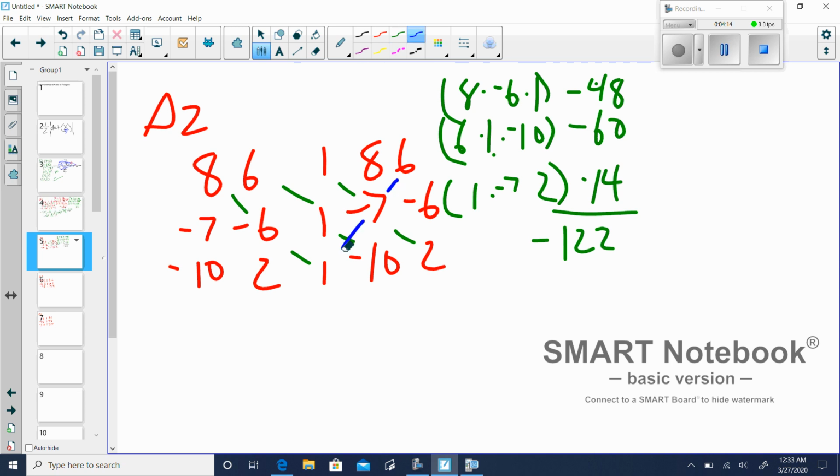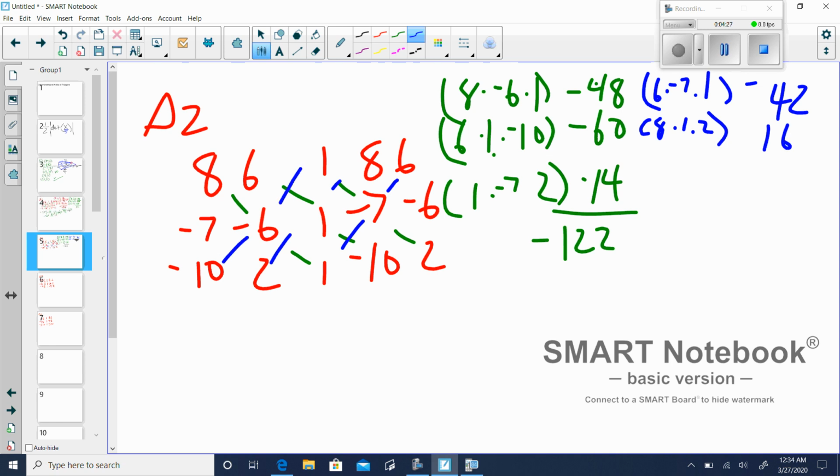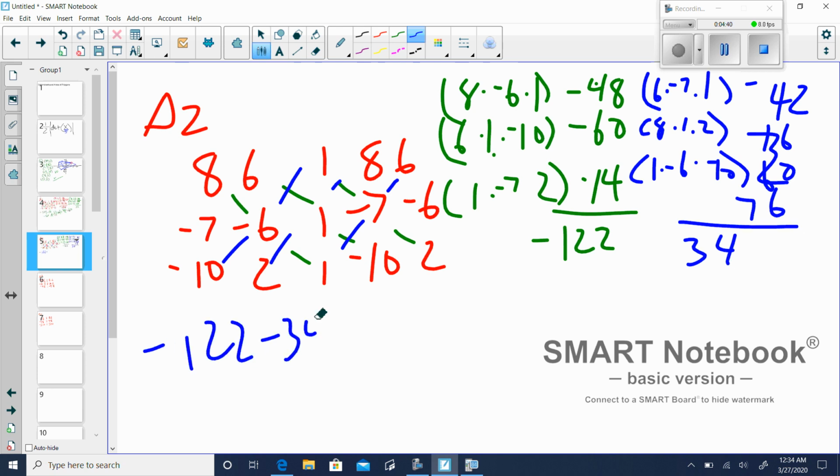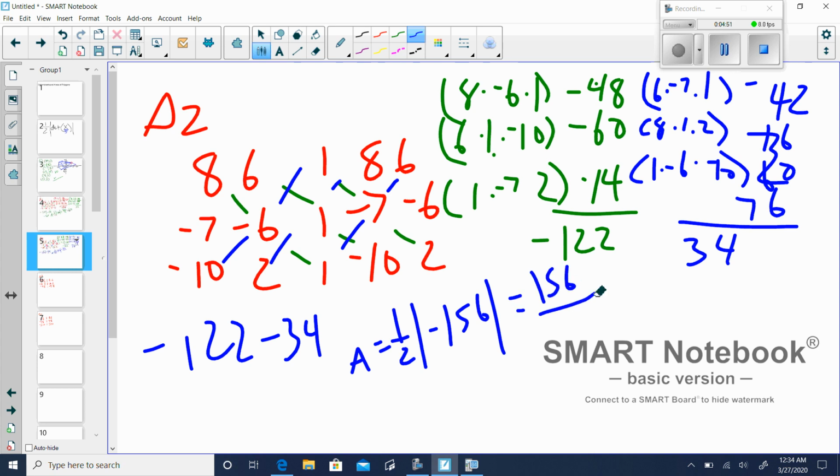We go from right to left. So we have 6 times negative 7 times 1, negative 42. We have 8 times 1 times 2, positive 16. And then we have 1 times negative 6 times negative 10. We have 60. So 76 minus 42 is 34. So negative 122 minus 34. Area equals 1/2 times the absolute value of negative 156. So that is half of 156.